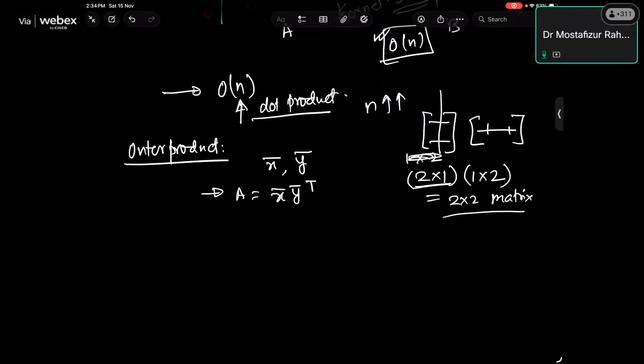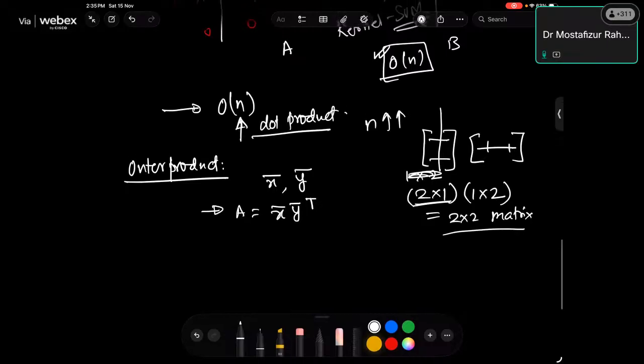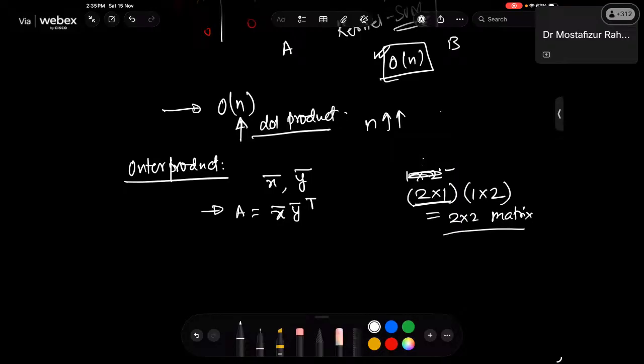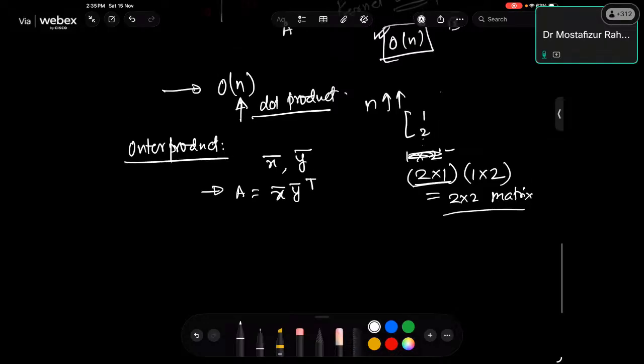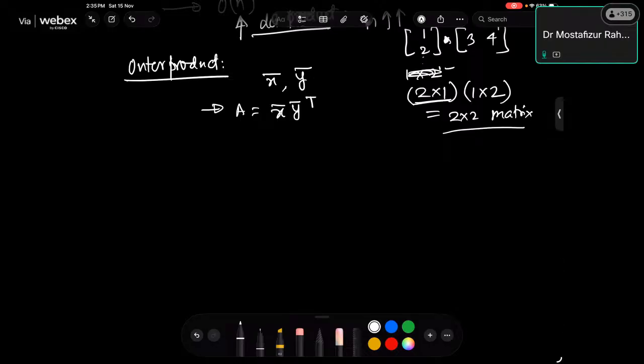It is better to take an example so that it is easy to understand. So 2 cross 1, say 1, 2, and this is 3, 4, which is a 1 cross 2. If you multiply these things, this is the outer product, and you will get a 2 cross 2 matrix. So then what is the complexity of this?